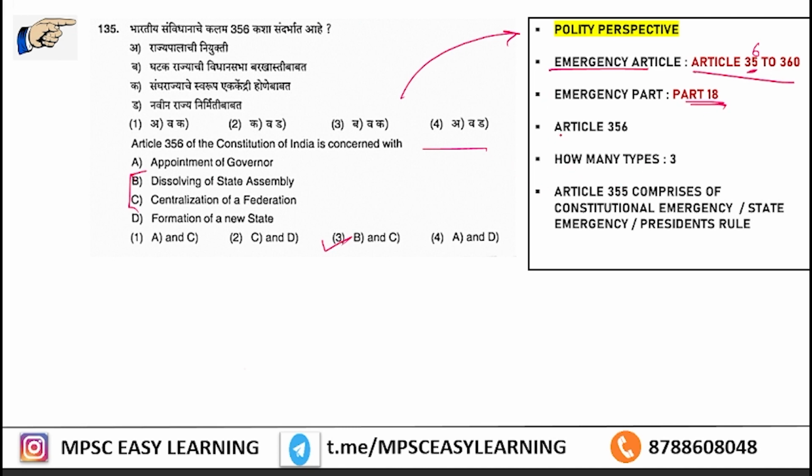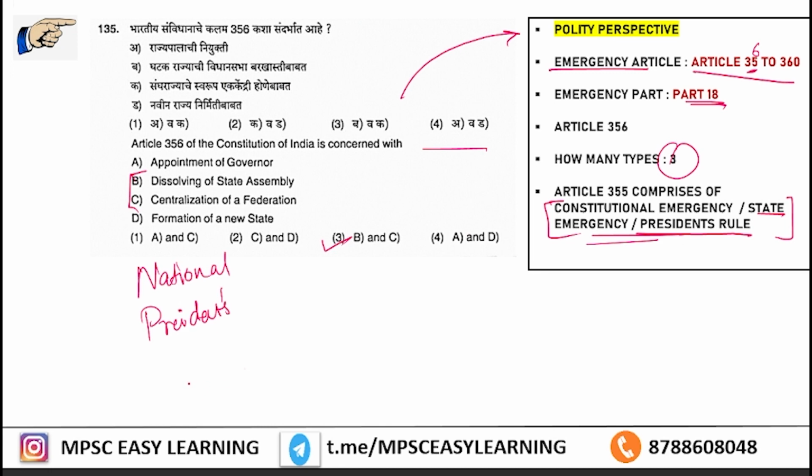And if you see article 356, okay, it comprises of constitutional emergency, also known as state emergency or presidential rule. मतलब president का rule लग जाता है वो जगह पे. All these 3 mean the same, बस नाम अलग है, ध्यान में रखिए. And how many types of emergency have been mentioned in the constitution? 3 types. Okay, what are the names? National, president's rule, okay, and financial. These 3.